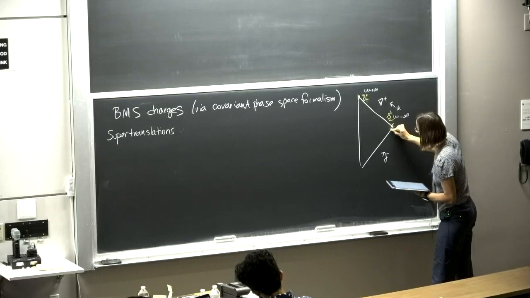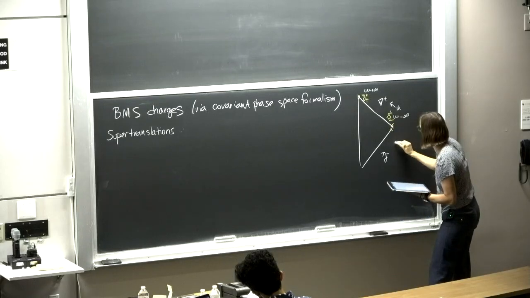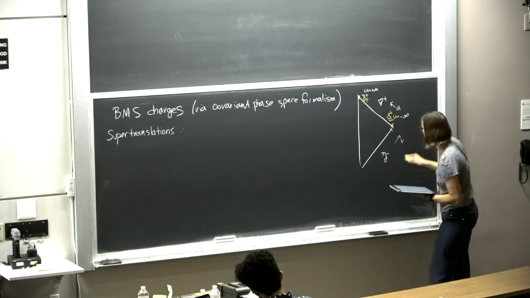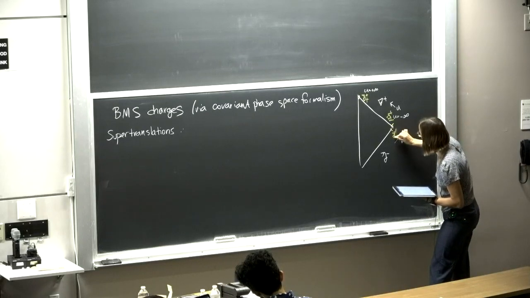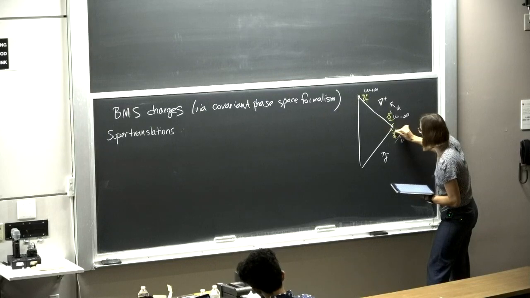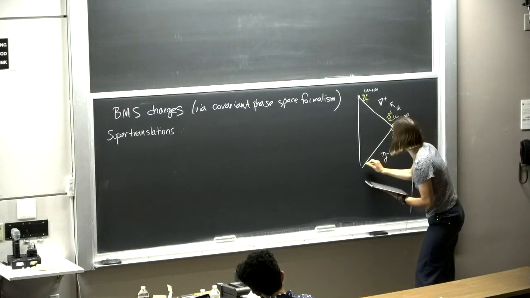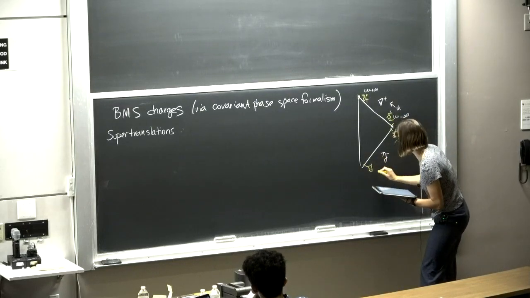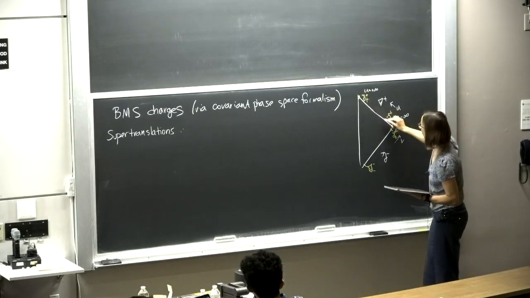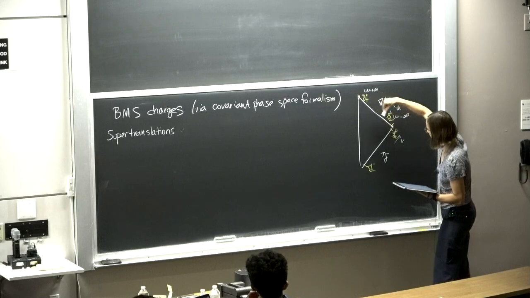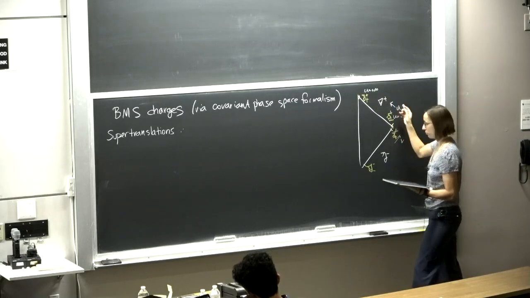And then the same thing at the past boundary, but now with the coordinate v, which increases in this direction. So that's the future of the past boundary. And this here is the past of the past boundary. And we're going to now look at charges that are defined here and here. So the future and the past boundary.